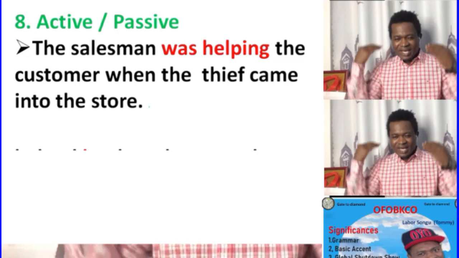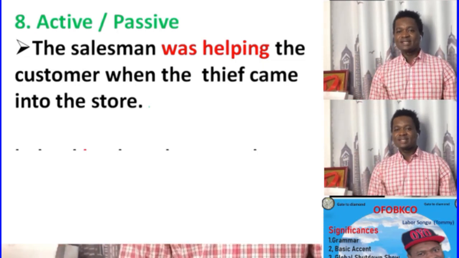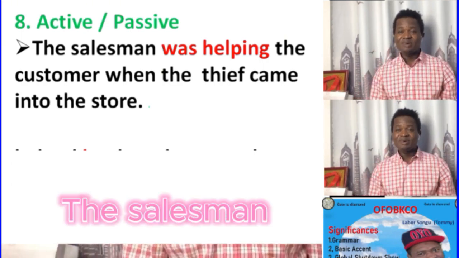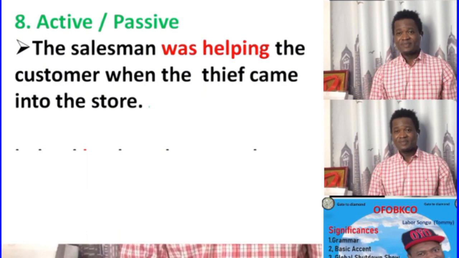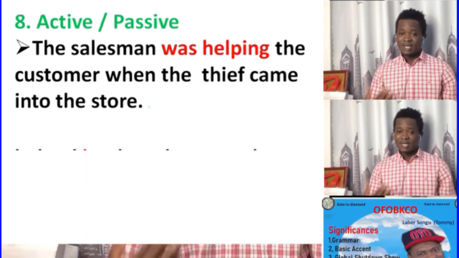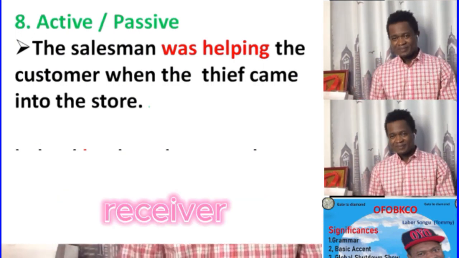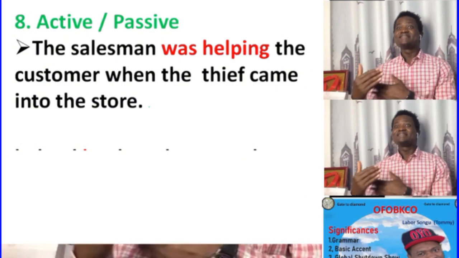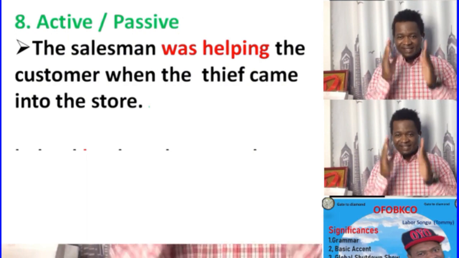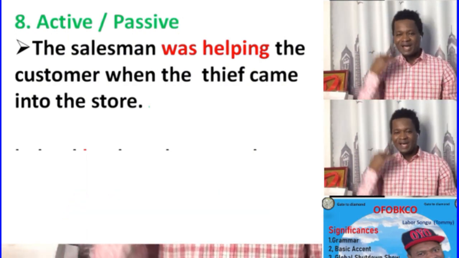The salesman was helping the customer when the thief came into the store. So here you've got to see the salesman is the subject, is the doer. Okay, was helping the customer. So the customer there is the receiver. That is the object. All right. So this is an active voice. So we're going to change this active voice to a passive voice.